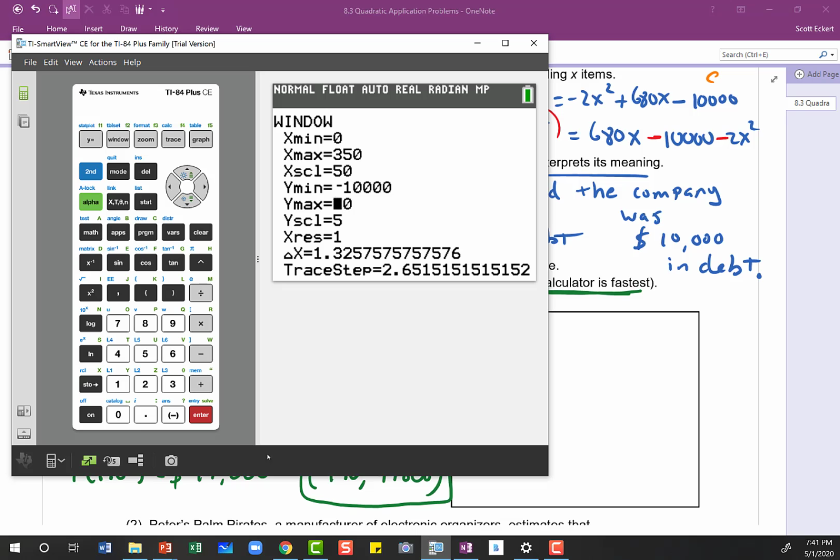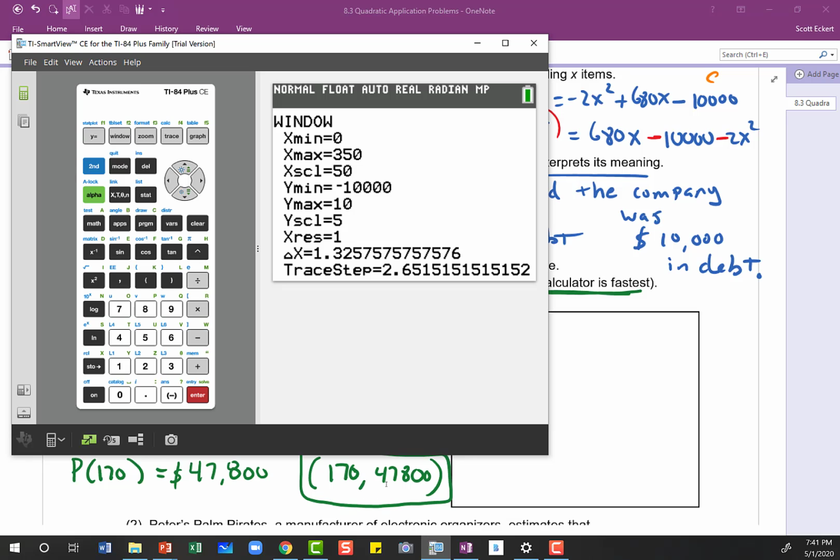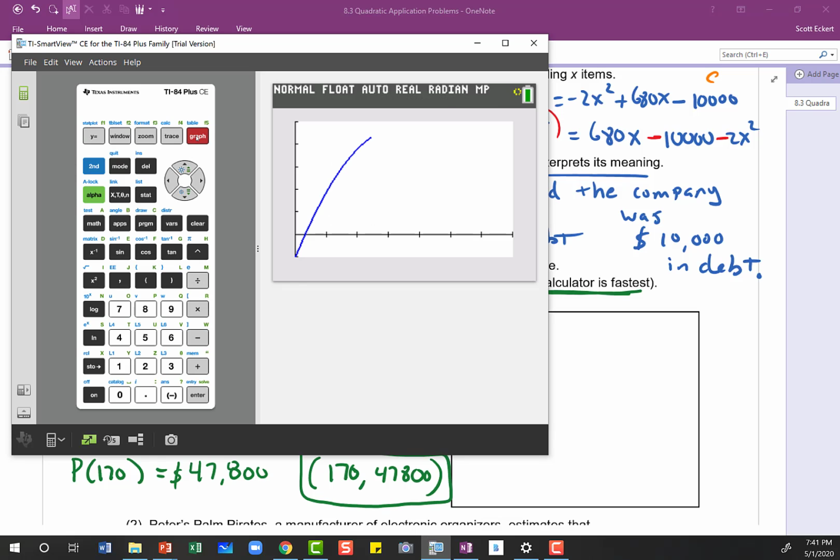Next, we have the maximum profit. The maximum profit was $47,800. So why don't we round that up to 50,000? Now that means I've gone a distance of 60,000. Let's count by 10,000s and see how this graph looks. Alright, so that worked out pretty well.